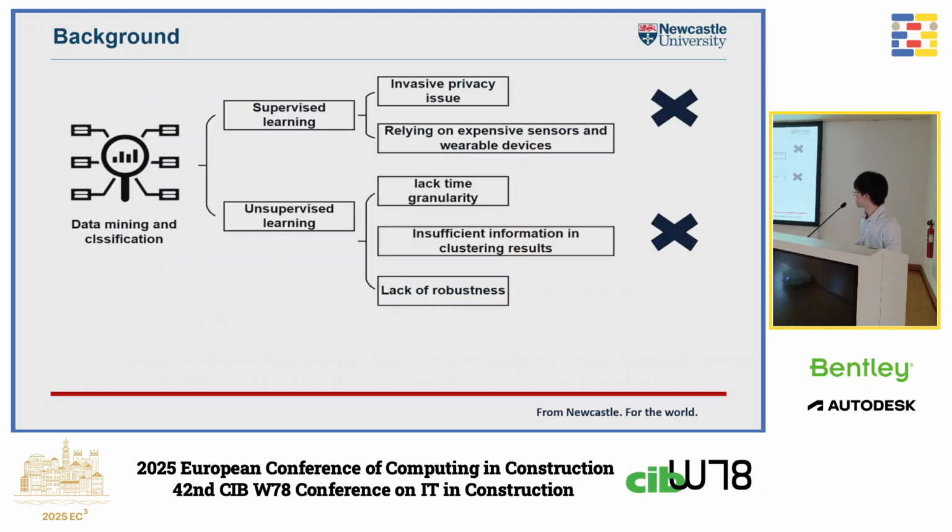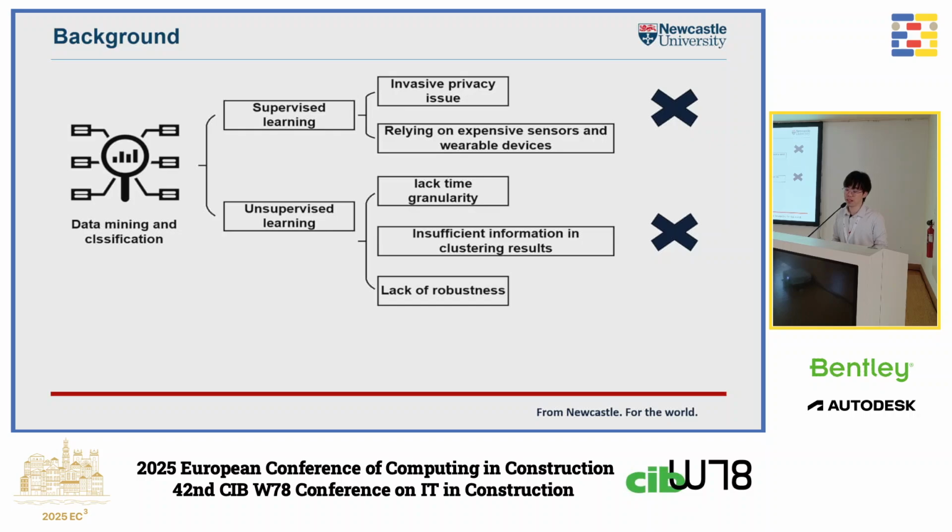So what method do we need? Data mining and classification are really good methods. So how about supervised learning? Yeah, it's great and accurate, but labeled data is really hard to acquire, because to get labels you may need questionnaires or video checks, which may invade privacy. It also relies on expensive sensors and wearable devices.